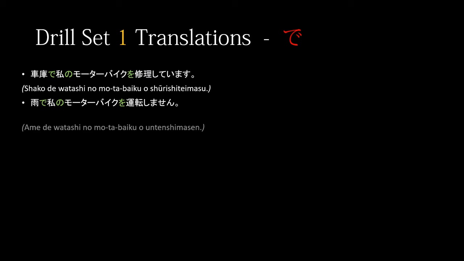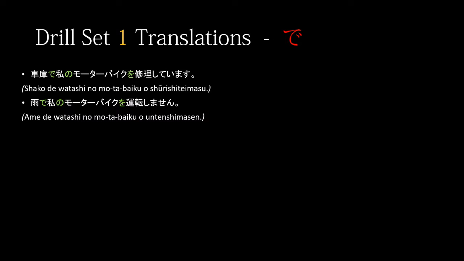Our second sentence: Ame de watashi no motorbike wo unten shimasen. Once again, three particles. This time de does not mark the location, however it marks the reason for something, and that reason is the rain, and because of it we cannot drive our motorbike. Once again, no establishes the ownership, o establishes the object of our transitive verb.